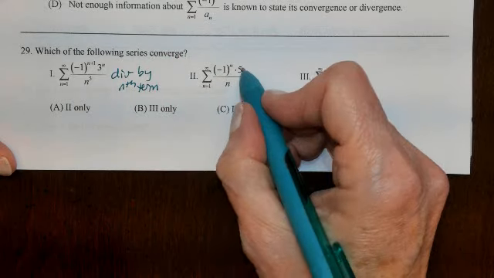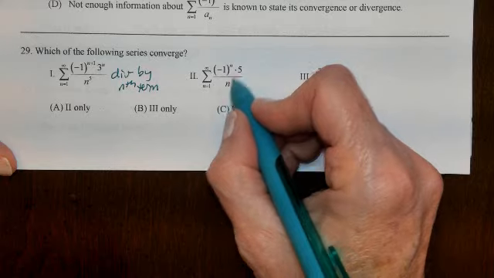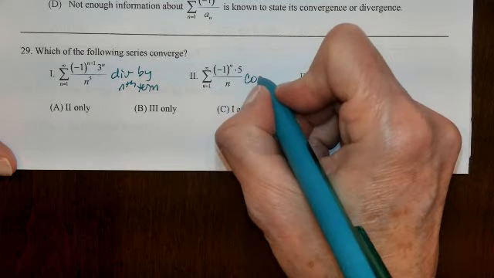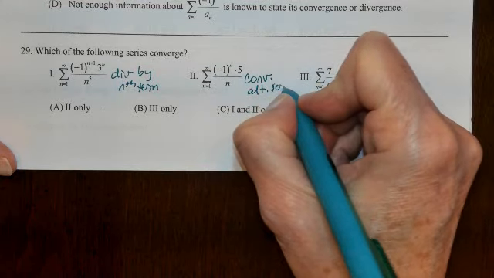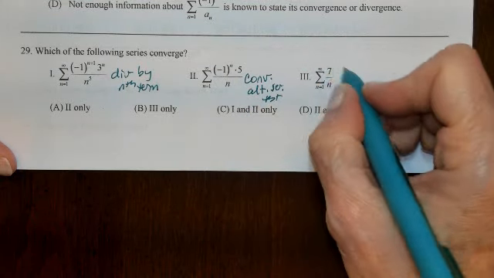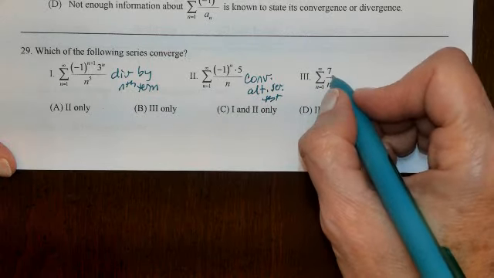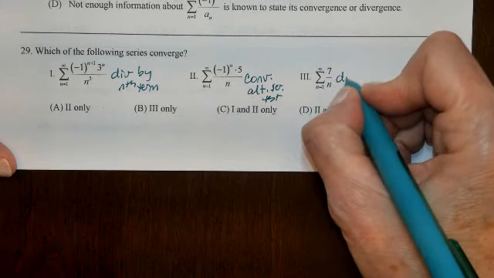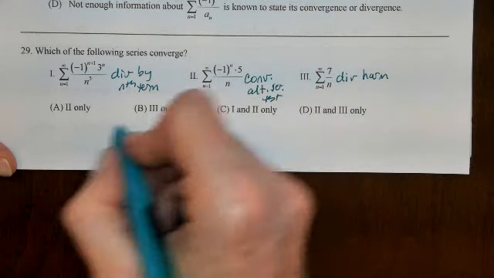Okay? Over here, another alternating. This is also alternating. Is it decreasing in magnitude to 0? Yes, it is. So this converges by alternating series test. Over here, this is just a harmonic. And a harmonic, it's not alternating, right? So this is the diverging harmonic. So the only one that converges here is 2.